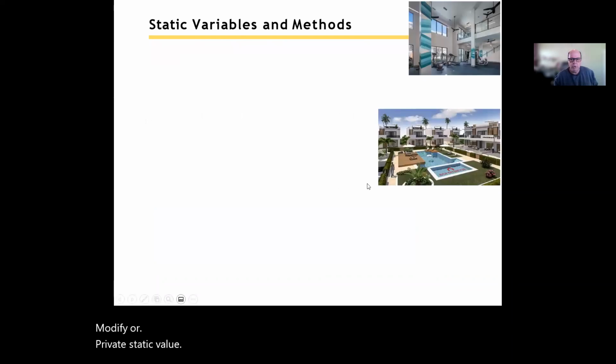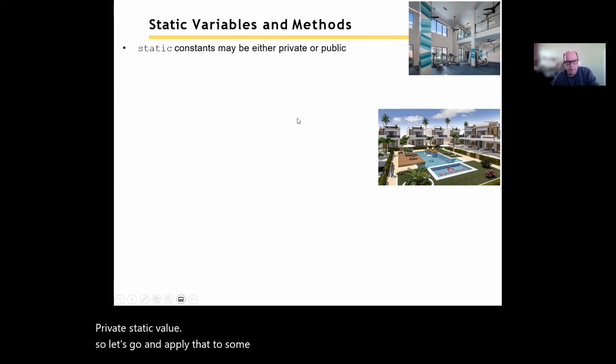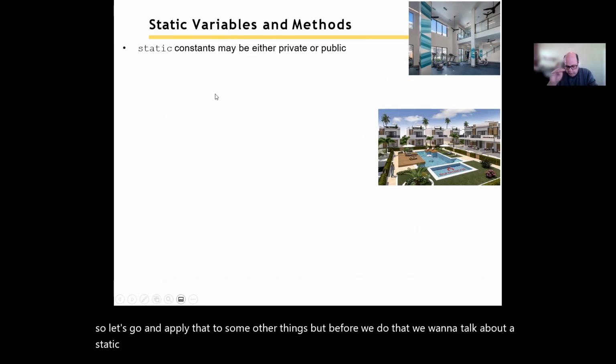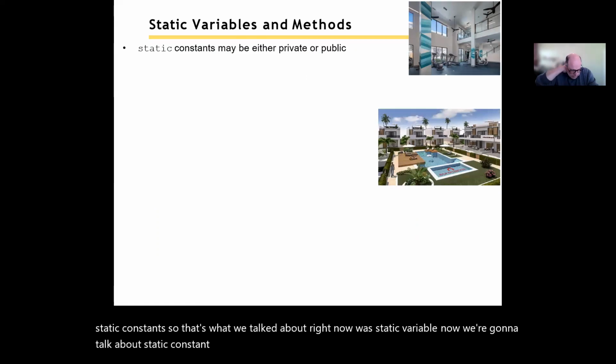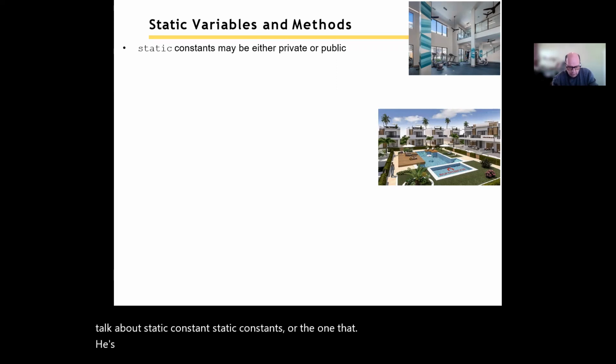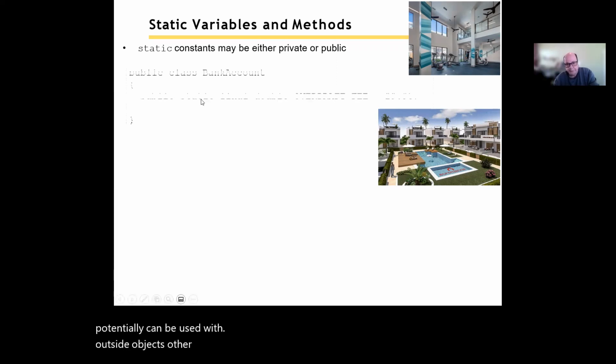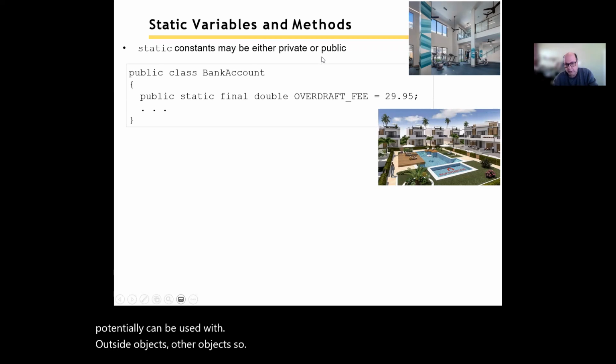So let's go and apply that to some other things. Before we do that, we want to talk about the static constants. What we talked about right now was the static variable. Now we're going to talk about static constants. Static constants are the ones that can potentially be used by outside objects, other objects. So they can be private or public. Generally, we're going to make them public.